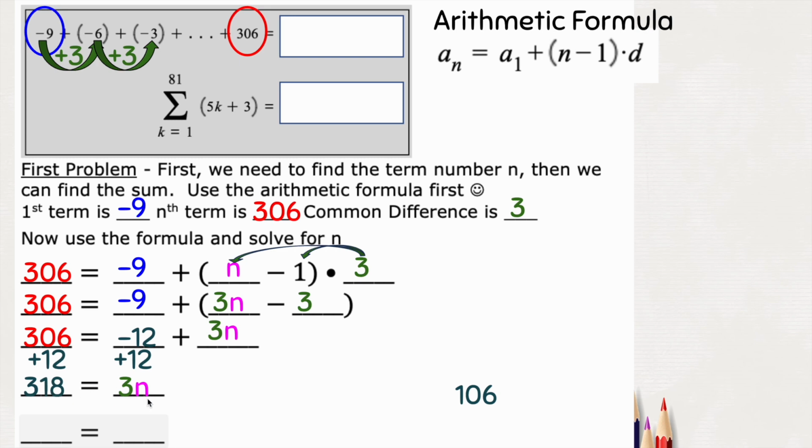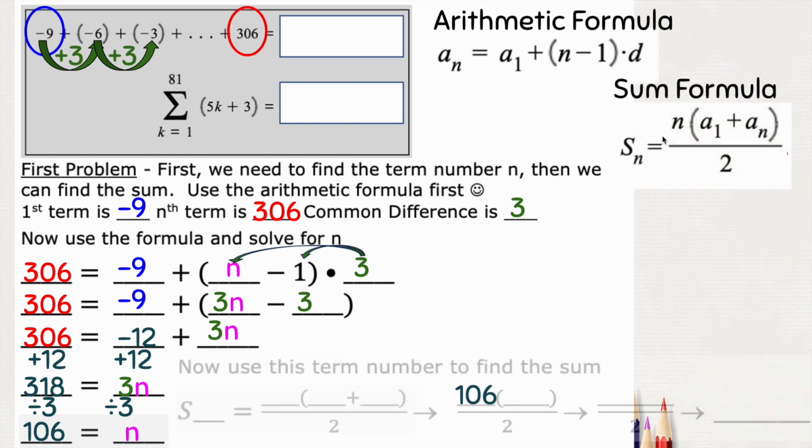My last step to find out what n is here is to divide by 3 because I want to undo that multiplication. Right? I want to get n all by itself. So 318 divided by 3 gives me 106. So this is the 106th term. Okay, so I had to go through and get that before I could apply the sum formula that I have.